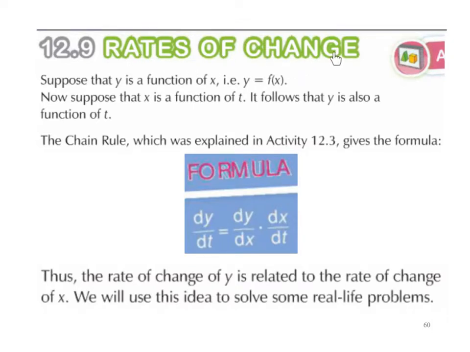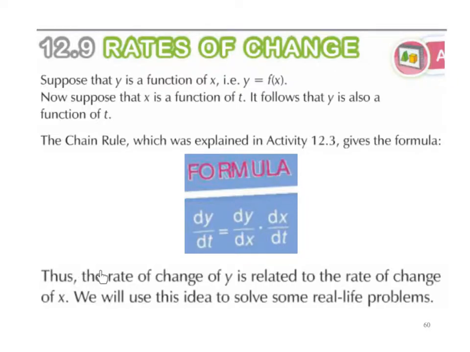Rates of change. Suppose that y is a function of x, i.e. y equals f of x. Now suppose that x is a function of t. It follows that y is also a function of t. The chain rule, which was explained in activity 12.3, and can be seen in a previous video, gives the formula dy/dt equals dy/dx multiplied by dx/dt.